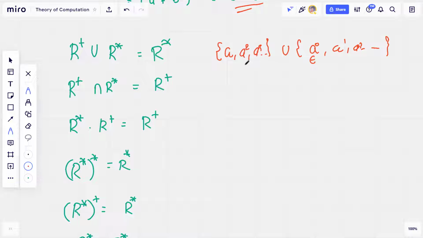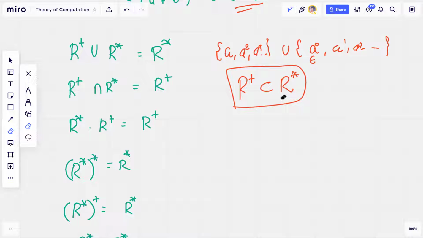If you take a union of it, I don't know if you observe this or not. R plus is actually a subset of R star. It's not just a subset, it's actually a proper subset. R plus will never be equal to R star, because R star contains strings of every possible length starting from 0, while R plus contains strings of every possible length starting from 1.